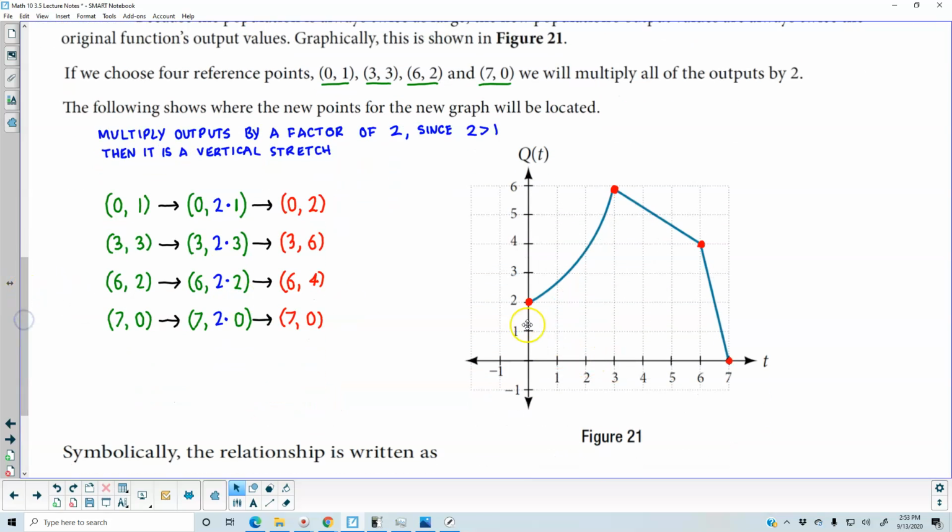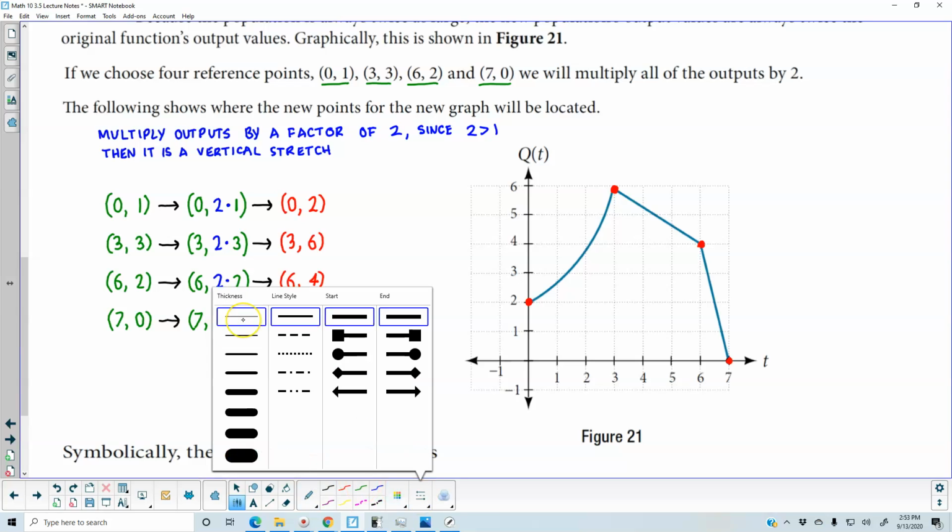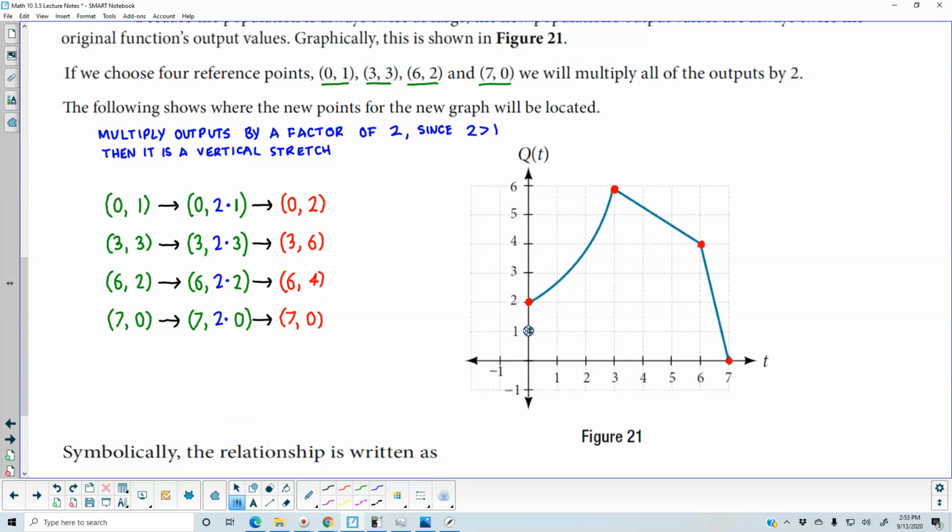So now if we look at this graph, you can see that we vertically stretched the graph and went from (0, 1) to (0, 2). If we take a look at the original points, I'll plot those points so you can see. The original point was (0, 1), and so we multiplied the output by 2. The original point was (3, 3). The original point was (6, 2). And the original point was (7, 0). So you can see that this is what the original function looked like.